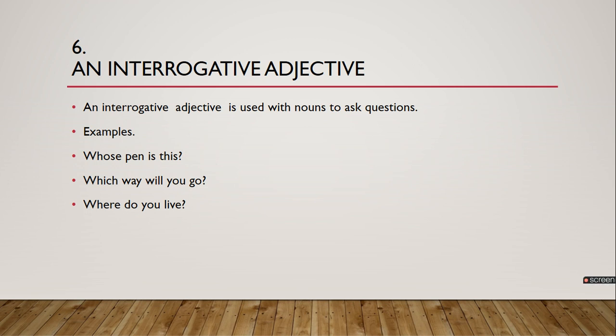The sixth one, interrogative adjective. Now what is interrogative? The word interrogative is about questioning words. So an interrogative adjective is used with nouns to ask questions. For example, whose pen is this? Which way will you go? And where do you live? So these words whose, which and where tell you about the nouns. Whose pen? Which way? Where do you live?